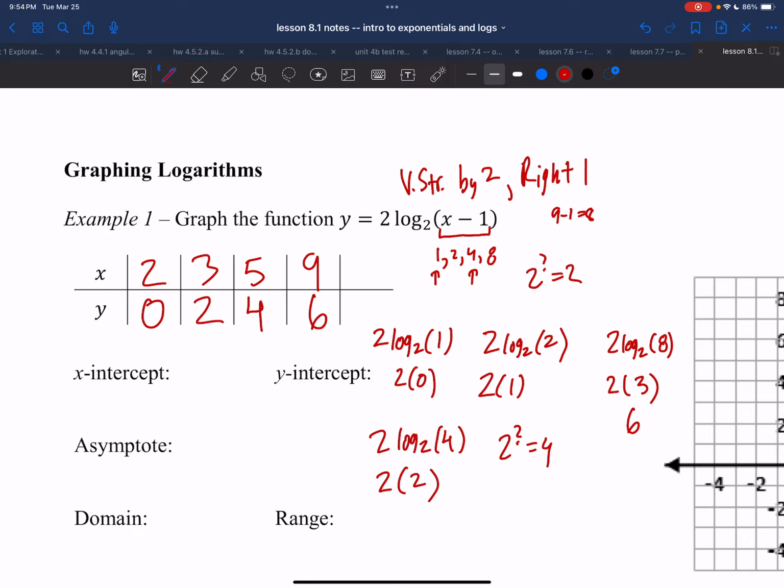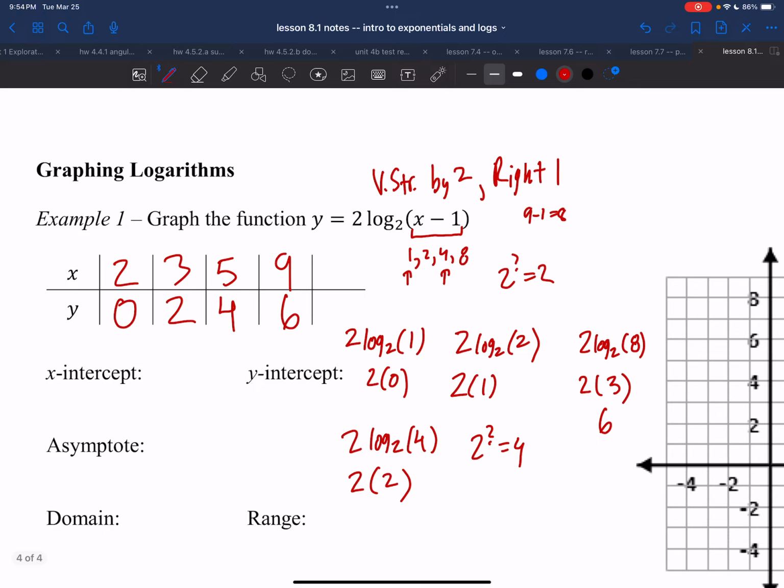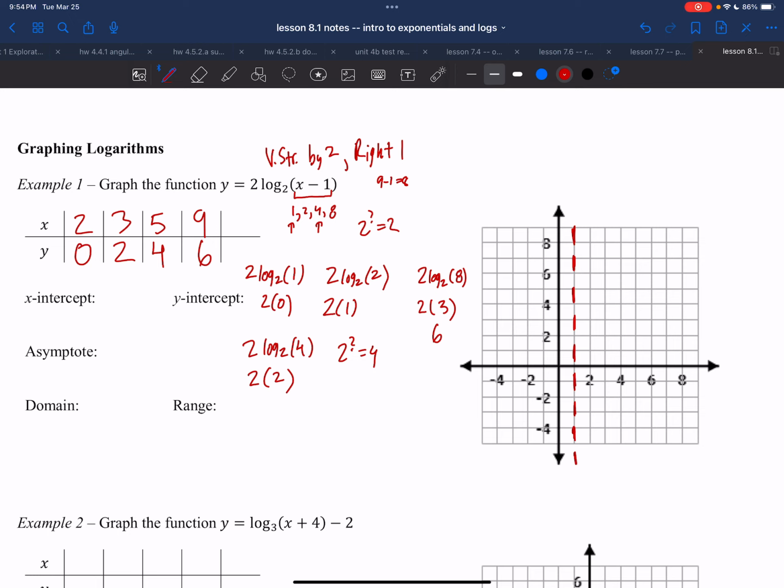And thus, I have my 4 points. Those are pretty good points that I'm going to go ahead and plot on the curve. 2, 0; 3, 2; 5, 4; and 9, 6. And then you could plug in some fractions, but we have that asymptote there. So we know it's going to flatline at the asymptote and then bend and go outward, upward through all those points like so. And that's my log function, like so.